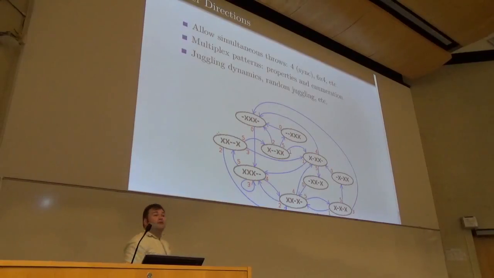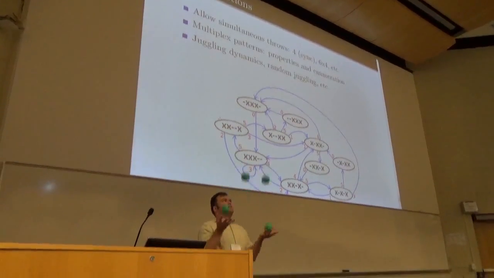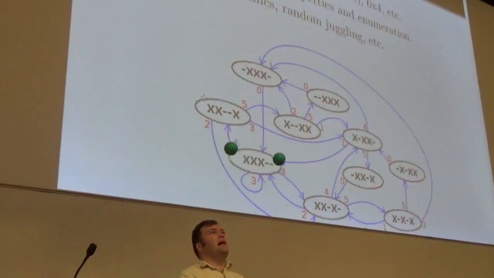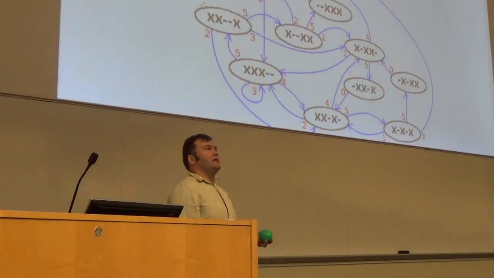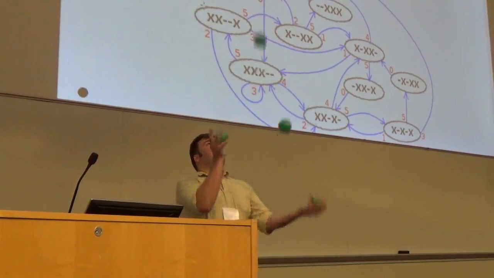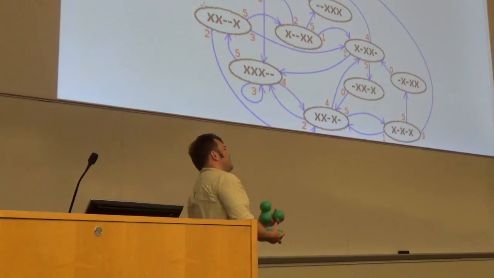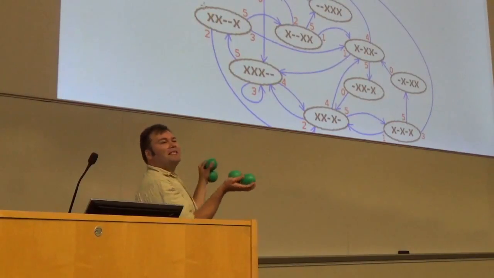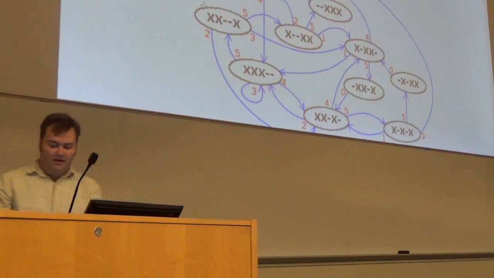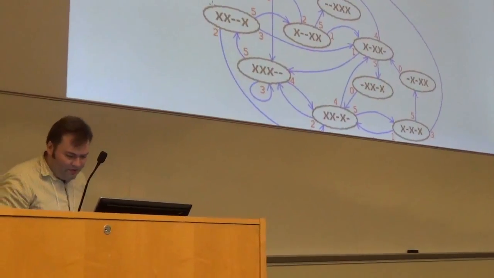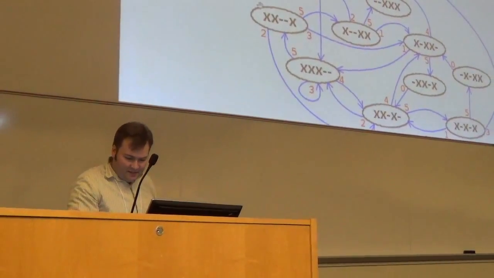Or you could do sync. Instead of having to do left, right, left, right, you could do synchronized throws too. Like this is throwing both hands at the same time. Another example would be this, where you're throwing them at the same time, okay? Not alternating. All right. I just thought maybe you'd find that last bit interesting if you like graphs.